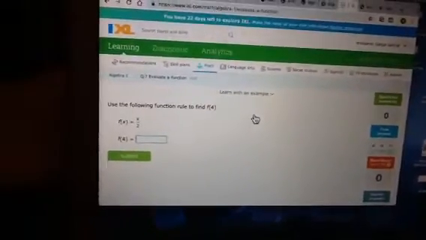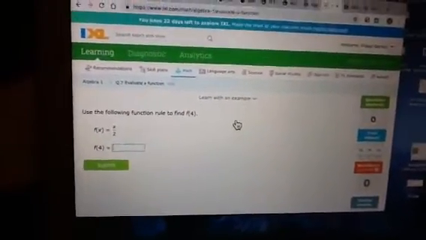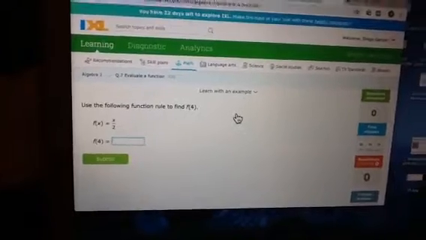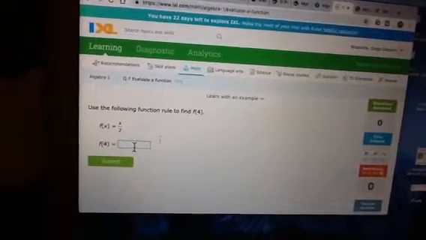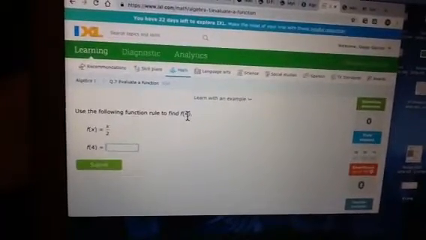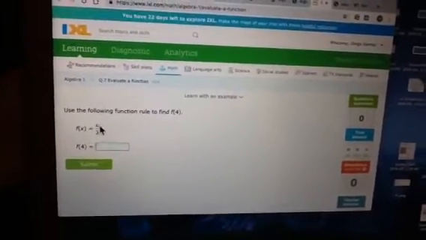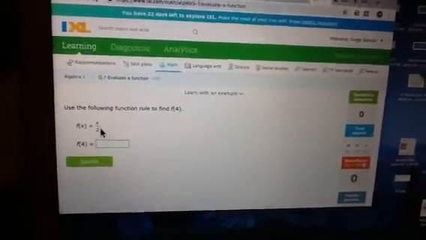You can see our first problem. It says use the following function rule to find the function of 4. And then it has the function of x is equal to x divided by 2. Function of 4 equals blank. All they want you to do is take this 4 and put it in the place of the x, and then solve the problem. So let's do it over here on our whiteboard.